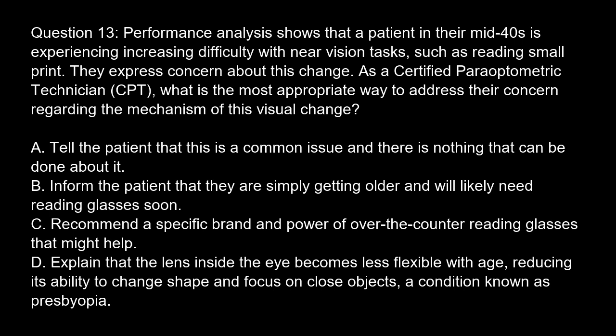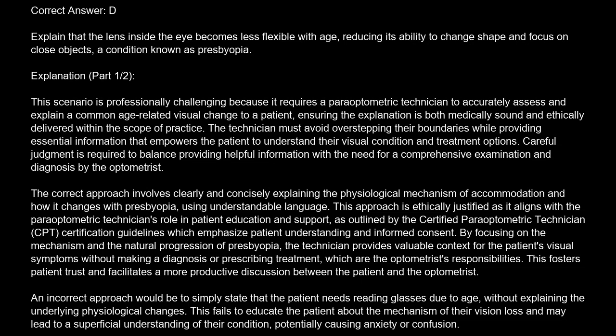Option C. Recommend a specific brand and power of over-the-counter reading glasses that might help. Option D. Explain that the lens inside the eye becomes less flexible with age, reducing its ability to change shape and focus on close objects, a condition known as presbyopia. The correct answer is D. Explain that the lens inside the eye becomes less flexible with age, reducing its ability to change shape and focus on close objects, a condition known as presbyopia.